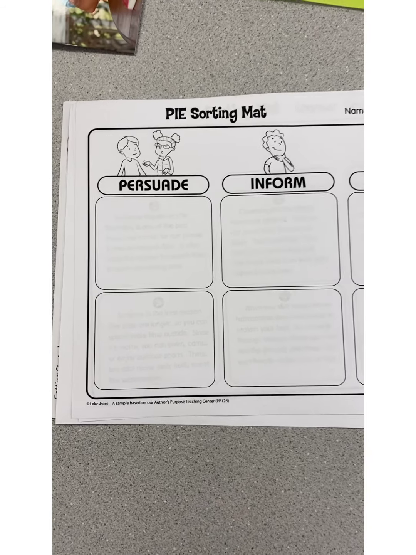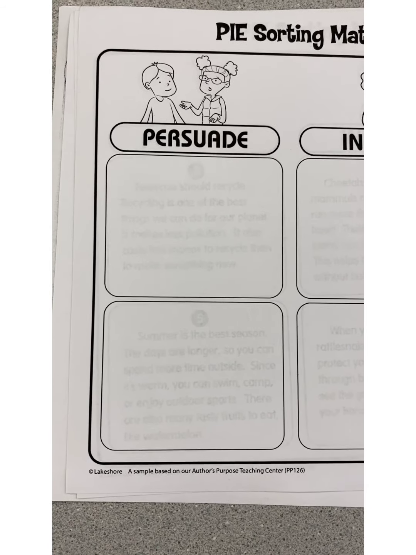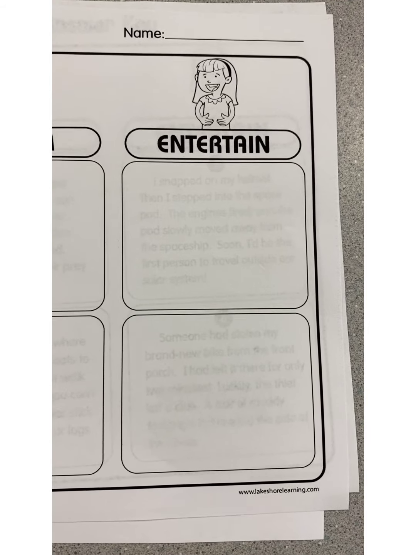Here is your sorting mat. If it's P, persuade, put it in this section. If it's I, inform, put it in this section. If it's E, entertain, put it in this section.